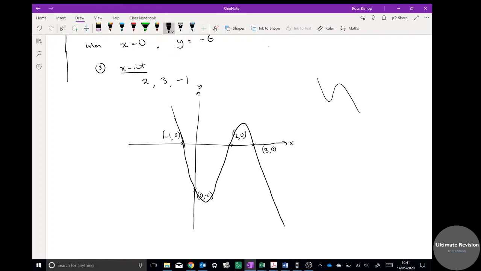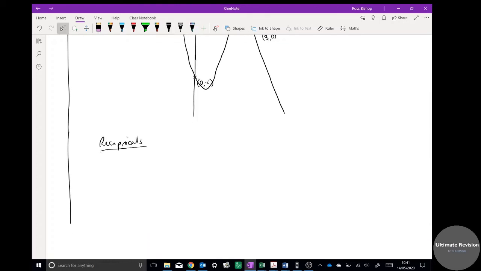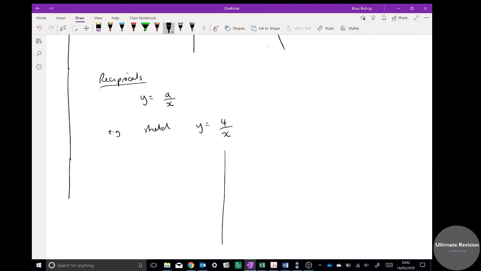Now I'm going to move on to reciprocals. Now reciprocals are in this form: y equals a over x, something over x. Now I'm going to go straight in with an example. For example, sketch y equals 4 over x. Now you need to recognise the shape of these.